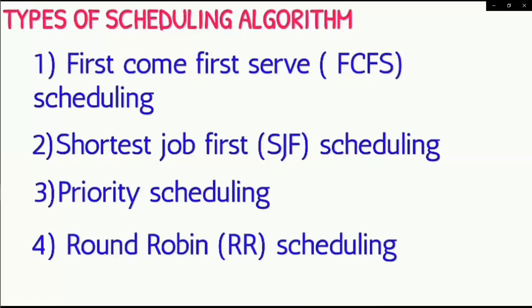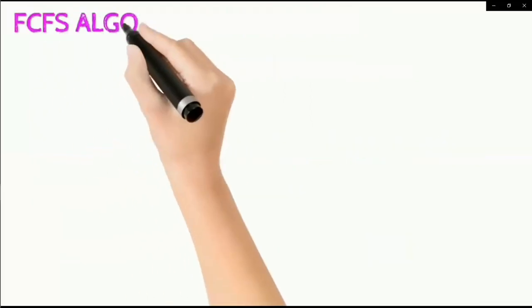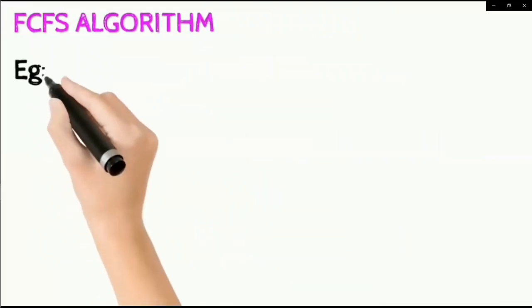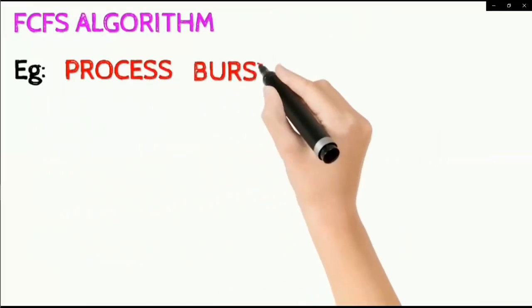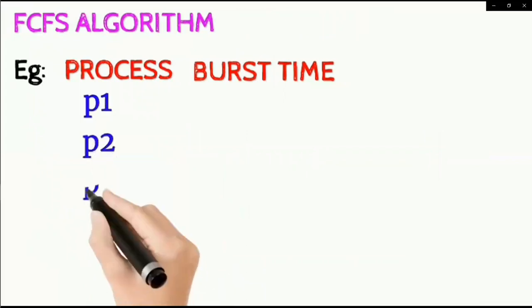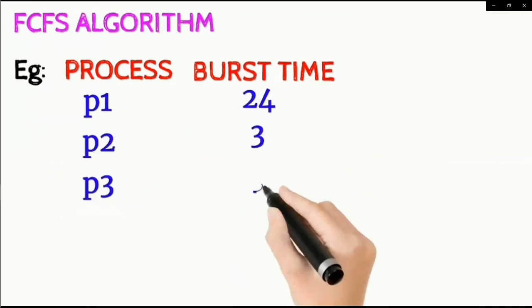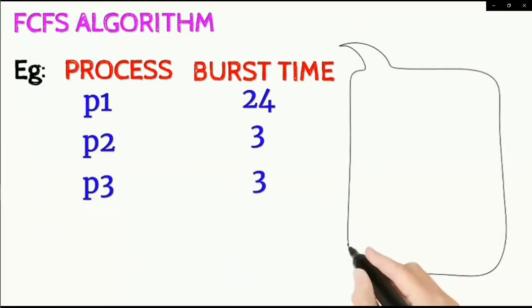In this video, I am going to explain the first algorithm, that is the first come first serve scheduling algorithm. What is it saying? The process that comes first has to be executed first. In this example, this is the process I am taking and this is the burst time. I am taking three processes, P1, P2 and then P3. And these are the burst times of those processes.